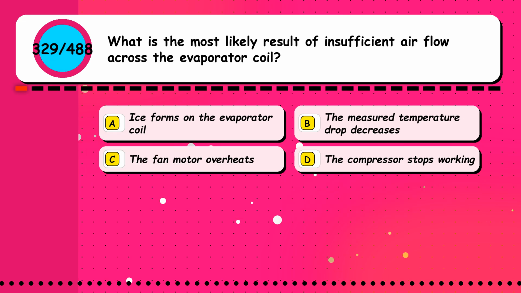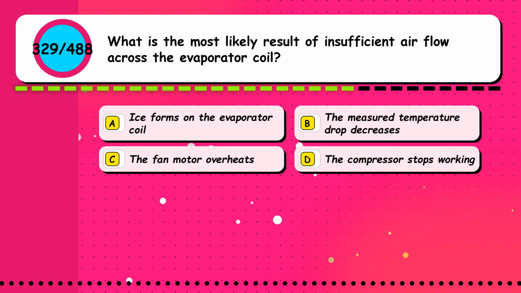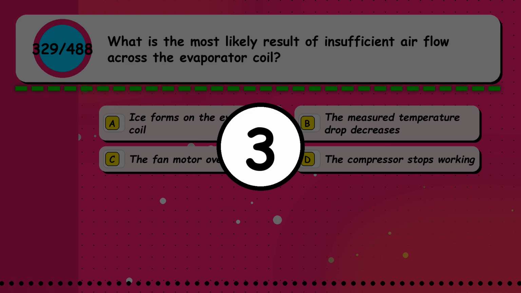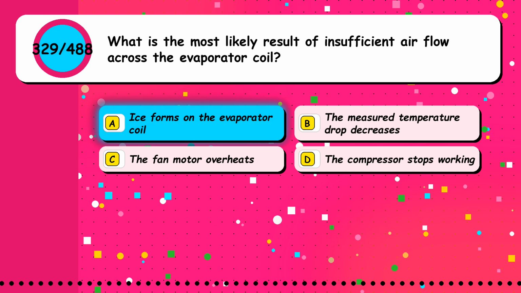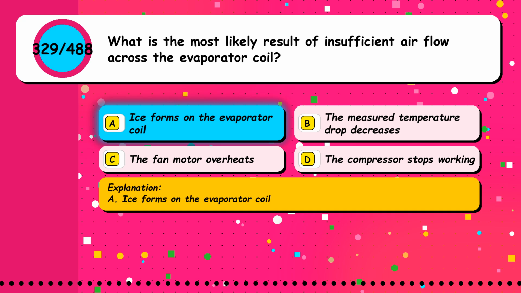Question 329. What is the most likely result of insufficient air flow across the evaporator coil? Option A. Ice forms on the evaporator coil. Option B. The measured temperature drop decreases. Option C. The fan motor overheats. Option D. The compressor stops working. The correct answer is option A. Ice forms on the evaporator coil.